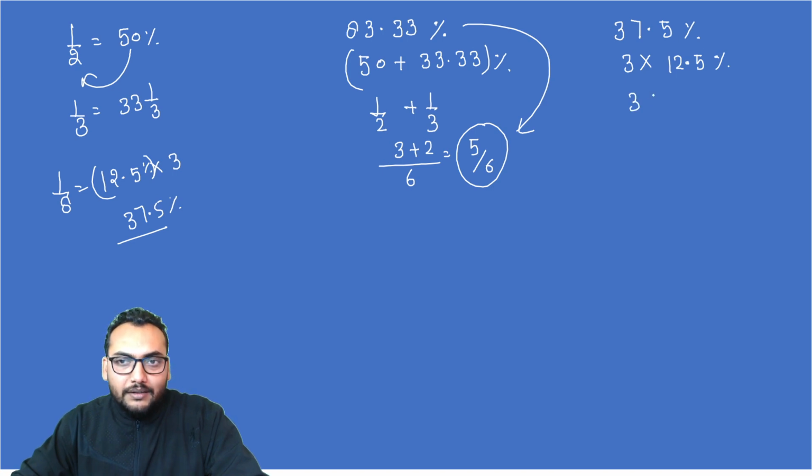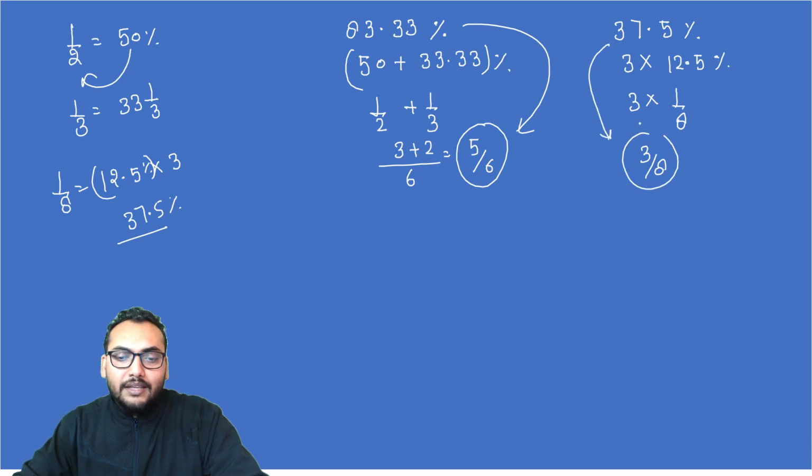So basically 12.5% is 1 upon 8. If 1 by 8 is 12.5%, in the same way 12.5% is equal to 1 by 8. That is why we can write it as 3 by 8. That means the conversion of 37.5% is equal to 3 by 8.